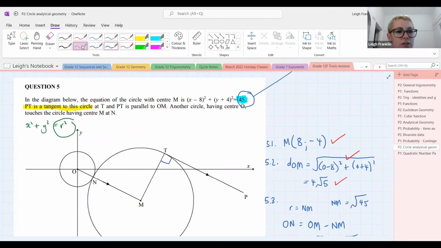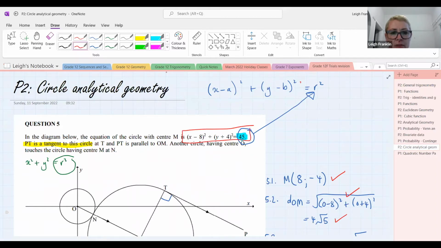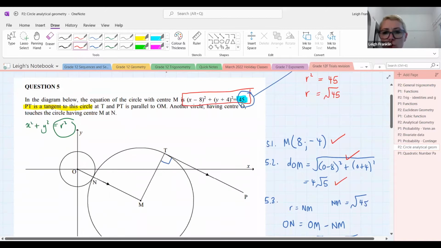When an equation is given to you in center radius form, like this one is, the number on the right-hand side represents the radius squared. That's what it means. So as far as the big circle is concerned, the radius squared is 45 units, which means that the length of the radius is the square root of 45. The radius in this situation can also be called NM. NM is the radius, and it is root 45.